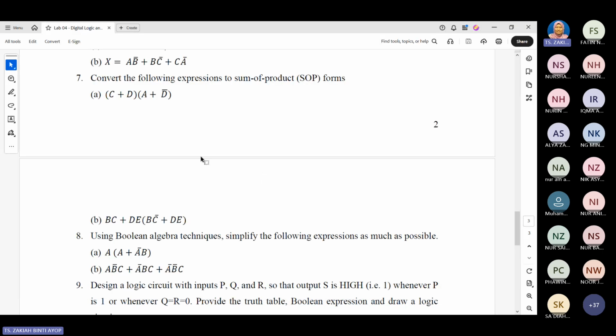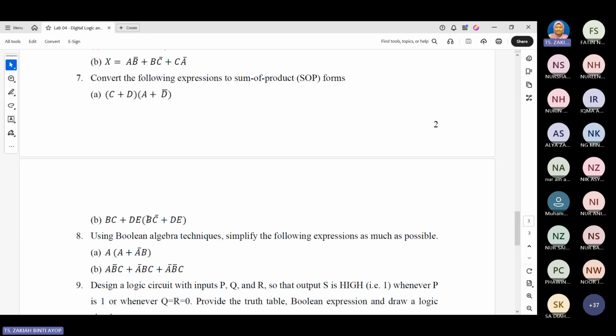So it's just asking you to convert to the SOP. The same things can be done, but this one is a tricky question, unless you can understand what it means for this expression. It says here BC plus DE, but with a bracketed expression BC bar plus DE. If we want to remove the bracket, which expression do we need to multiply? Do we need to multiply with the BC or just multiply with DE only?